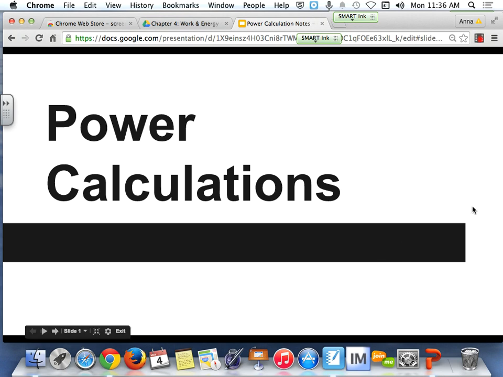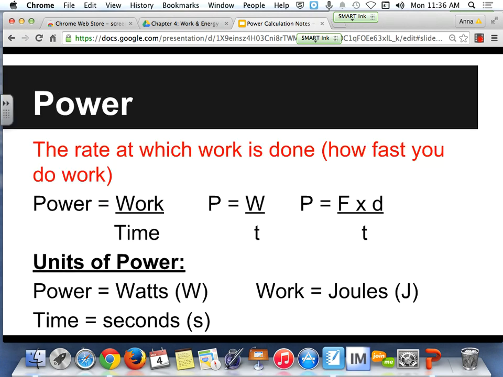Okay, class, today we're going to work on power calculations. They're very similar to work calculations like we did yesterday. Remember, work is the applied force over a certain distance. Today, power is how much work is done in a certain amount of time. So we can say it's the rate at which work is done, or just how fast you do work.